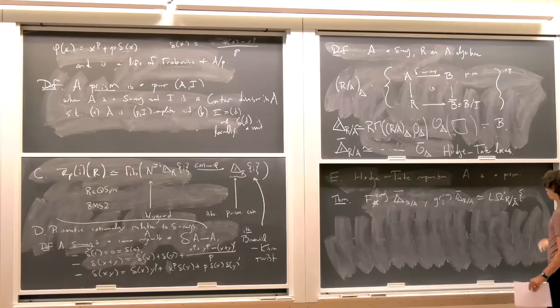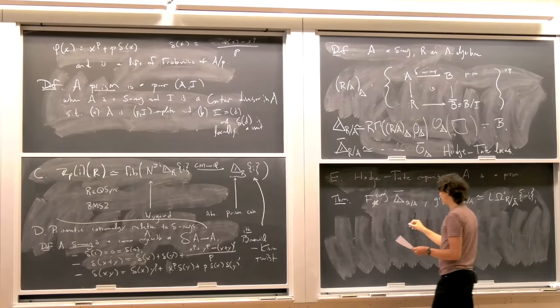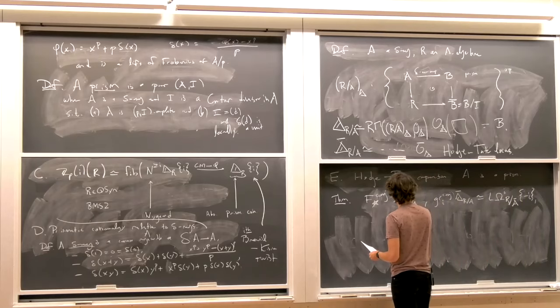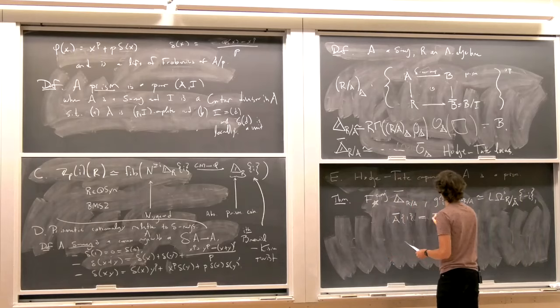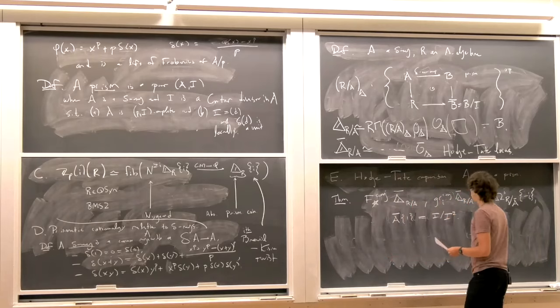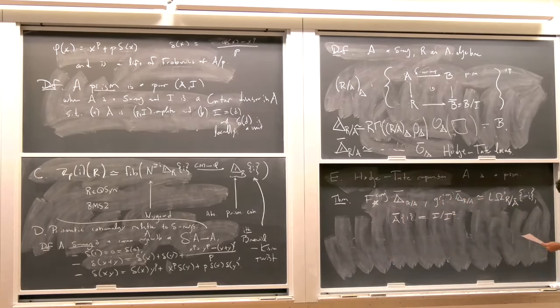And then there's a certain Breuil-Kisin twist here, which in this case is easy to write down. For A bar modules, A bar Breuil-Kisin twisted by 1 is just I mod I squared, as an A bar module. So that tells you what this is.